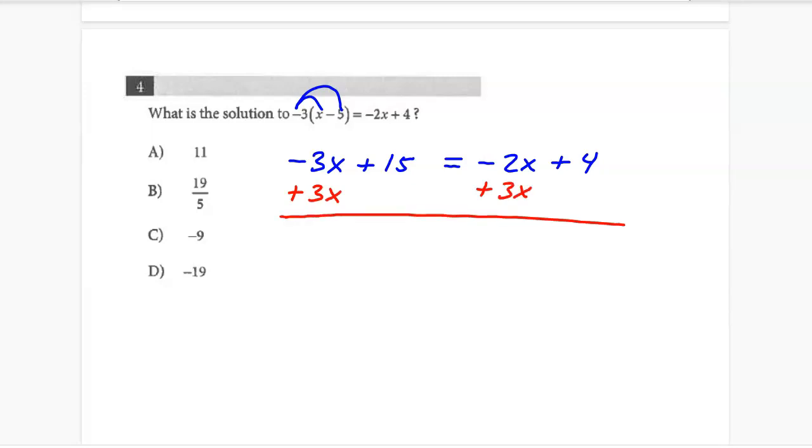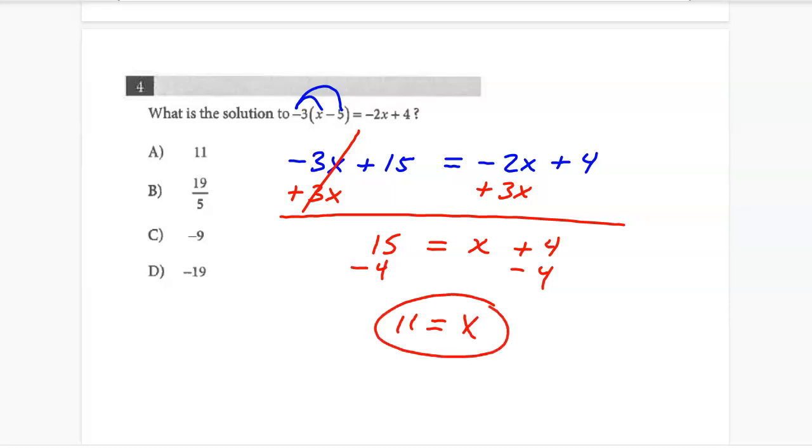I do that because I like my x's to be positive. So I'm going to have a positive 1x plus 4. And then I subtract 4 from both sides, and we wind up with x equals 11. So the correct answer there is A.